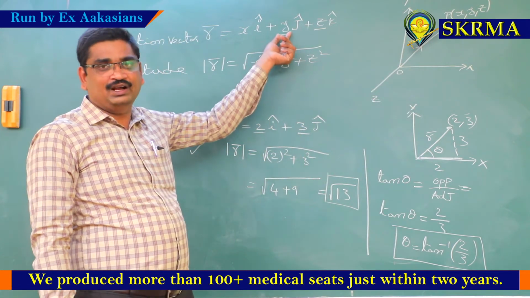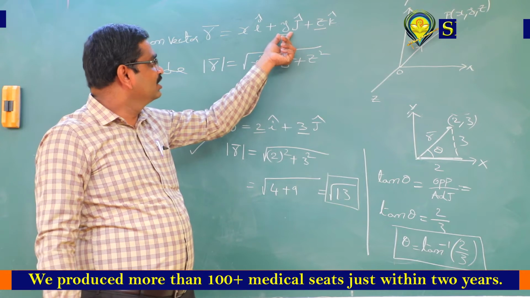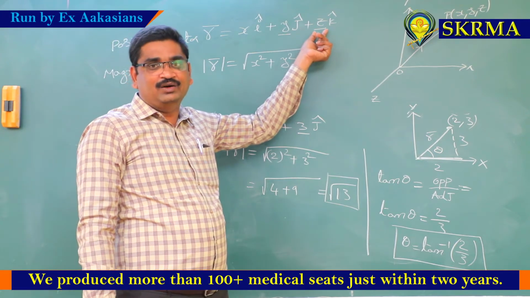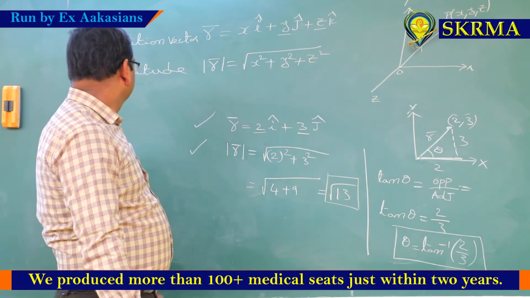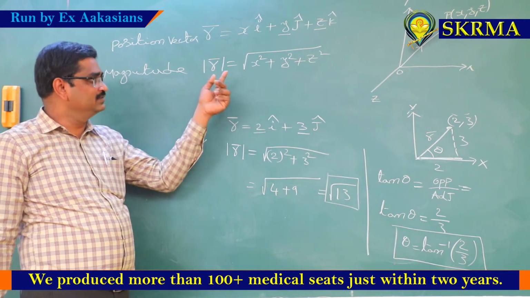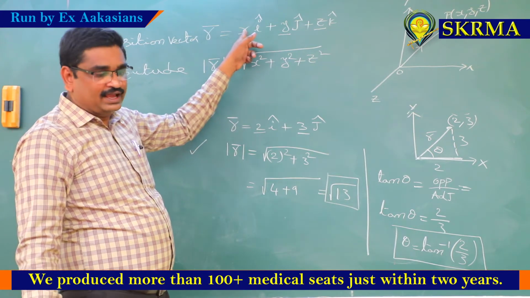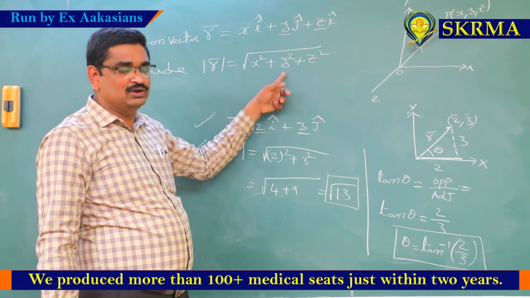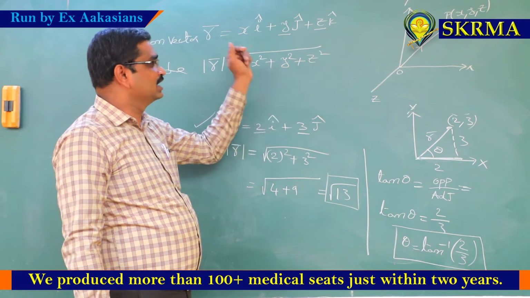This is called the component of the vector along the y-axis. This is called the component of the vector along the z-axis. The magnitude of this vector is represented as the square root of x component squared plus y component squared plus z component squared.